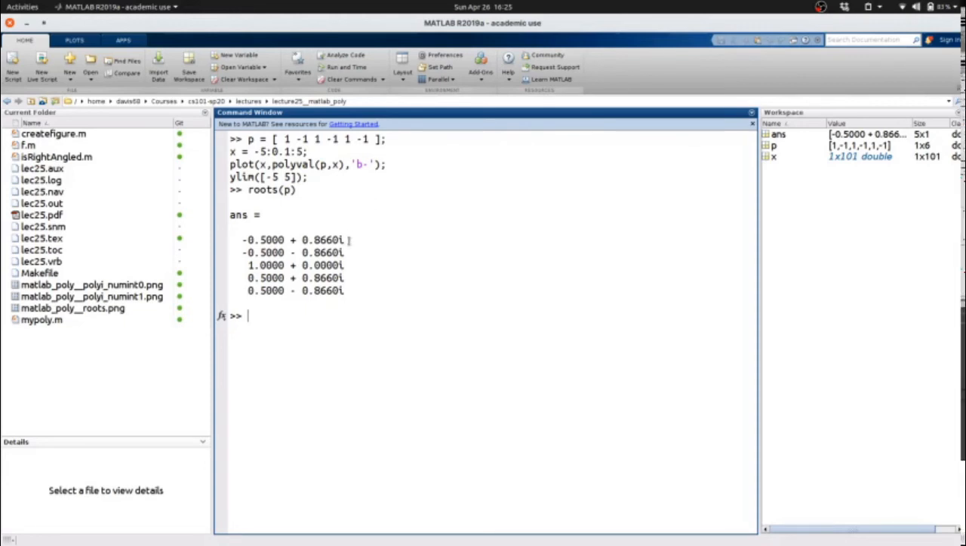So as we saw from our function, there was one real crossing at 1.0, which is borne out here. And in this case, because it's a fifth order polynomial, we expect a total of 5 roots, the other 4 being imaginary.